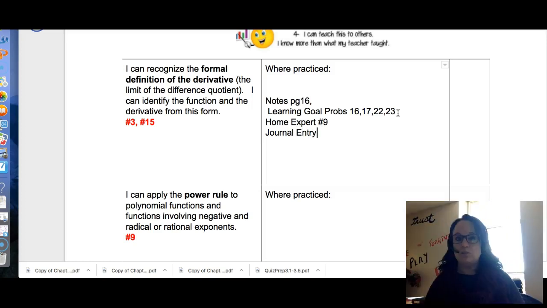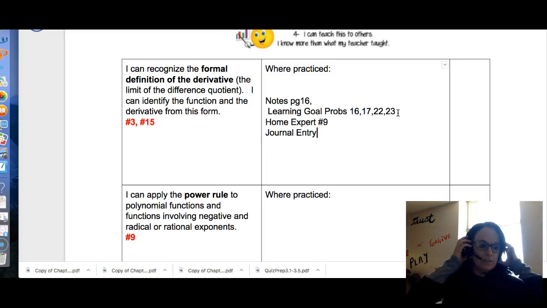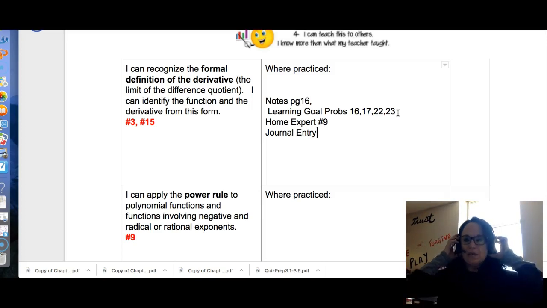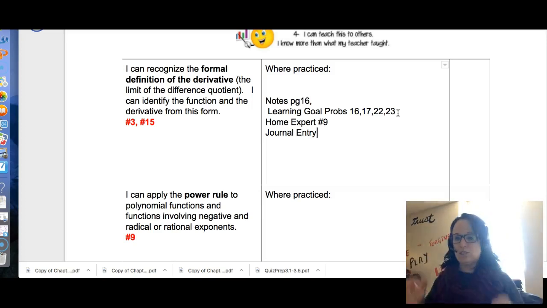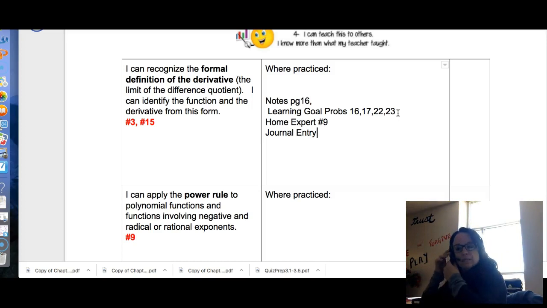And I think what I'm going to do is get up here and write down a sample of that so you can self-assess for this one, just because sometimes recognizing the formal definition can be a little confusing.